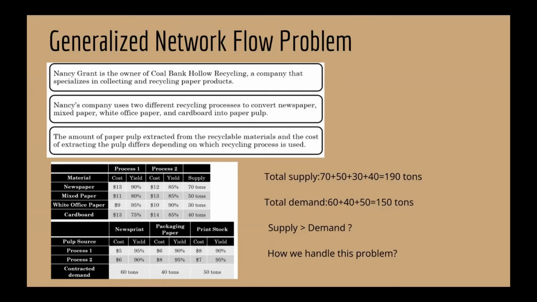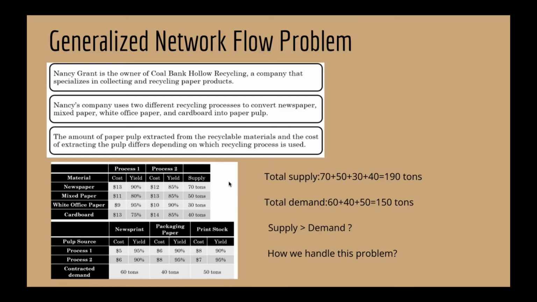Here we have an example of a generalized network flow problem. We have 4 kinds of paper with different costs and yields for process 1 and 2, as you can see in the table at the lower left corner. For each supply, we have the corresponding cost and yield. For example, if you have 1 ton of newspaper, process 1 will give you 0.9 tons of pulp, whereas process 2 will give you 0.85 tons. Process 2's price is cheaper but gives you less pulp for recycling.